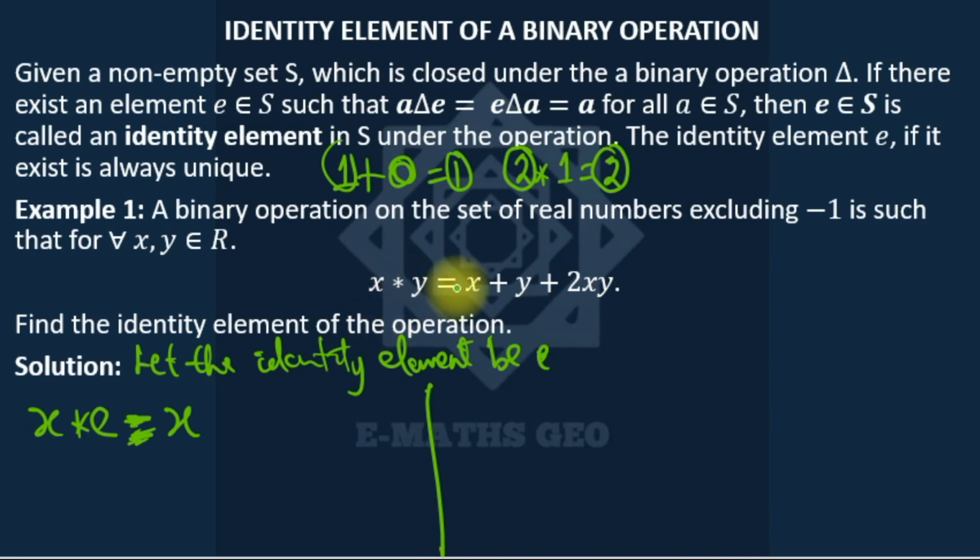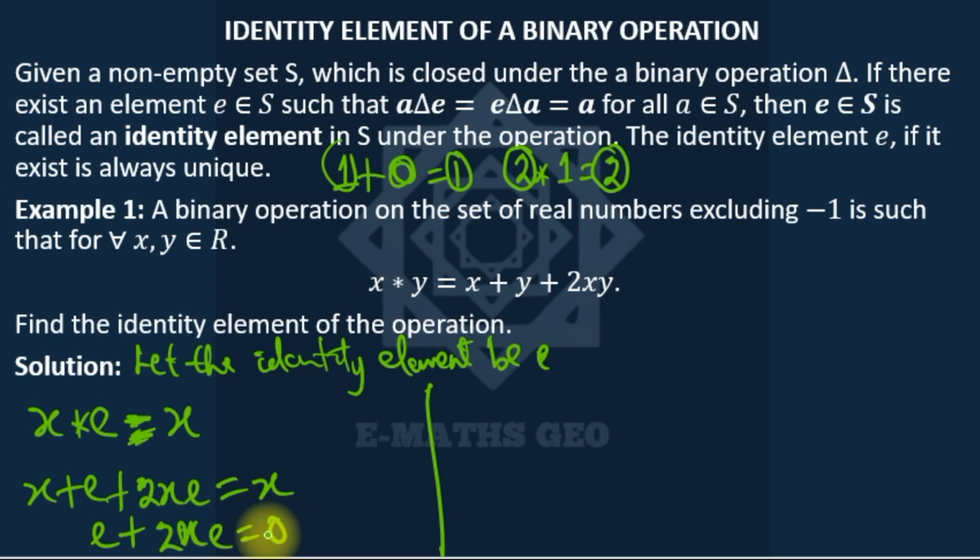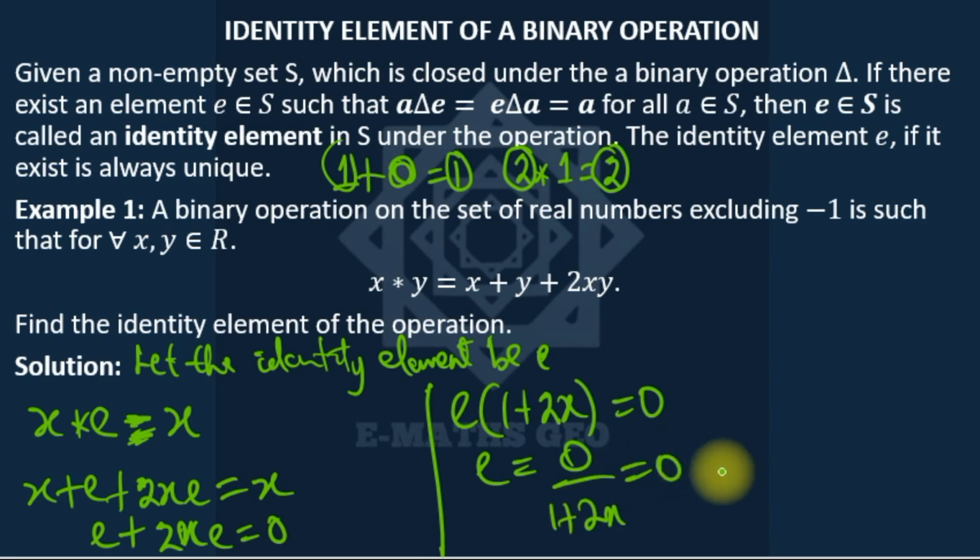From the definition, x asterisk y is x plus y plus 2xy. So from here you see that x plus e plus 2xe is now equal to x. Remember, our main aim is to find e. x minus x, so we are left with e plus 2xe equal to 0, because x minus x is 0. We're looking for e, so we factor e. I have e times 1 plus 2x equal to 0. So e is 0 over 1 plus 2x, which is 0. So our identity element is 0.